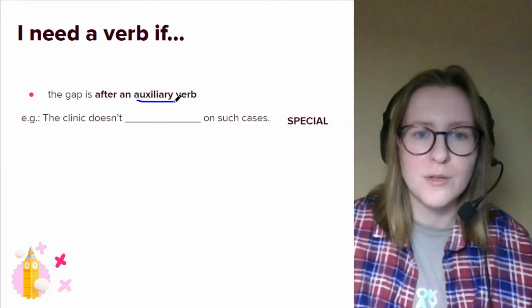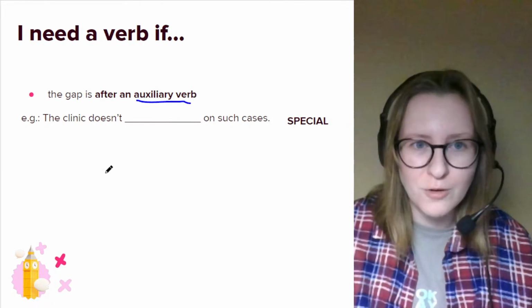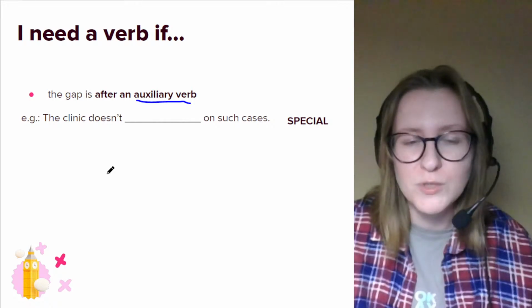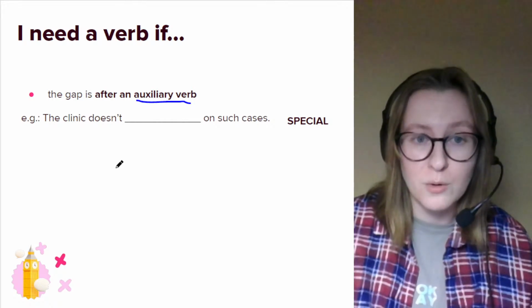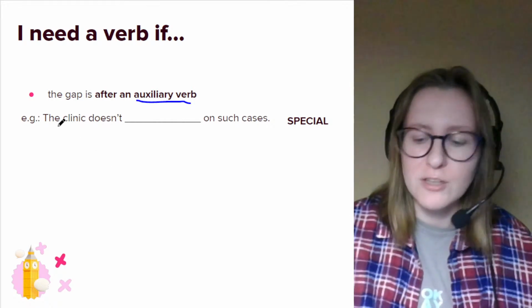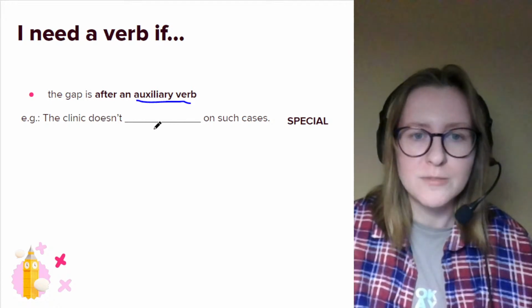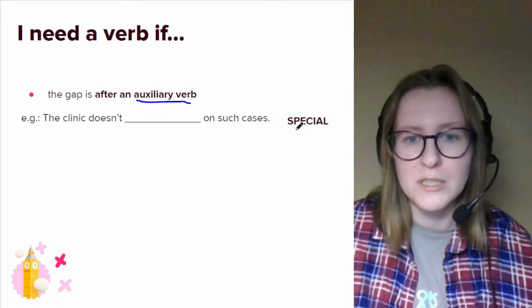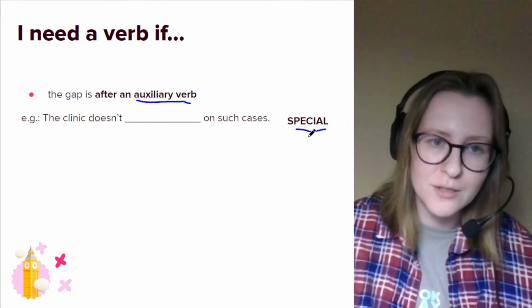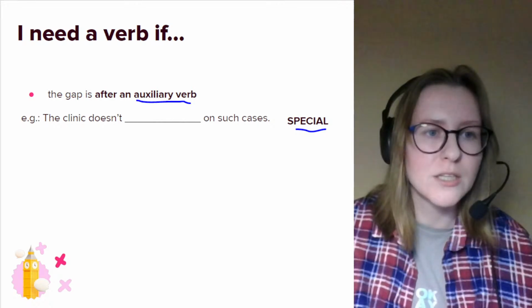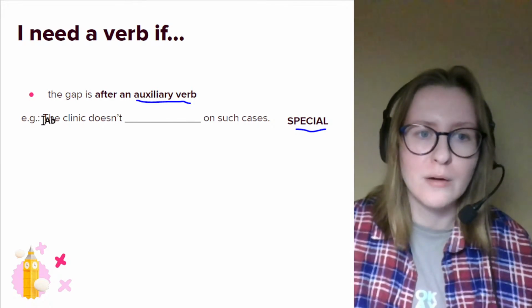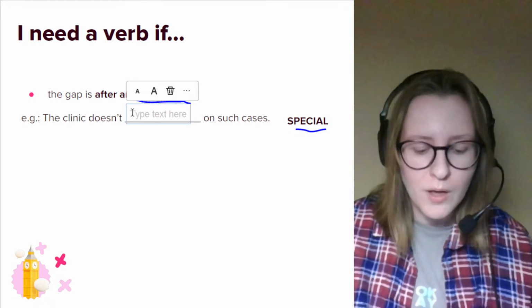Of course, after an auxiliary, we need a verb, right? Because auxiliary verbs don't really work without their meaning verbs. So let's have a look at the example. The clinic doesn't on such cases. We need to put special into the sentence, as here we got two options on how to form this verb.